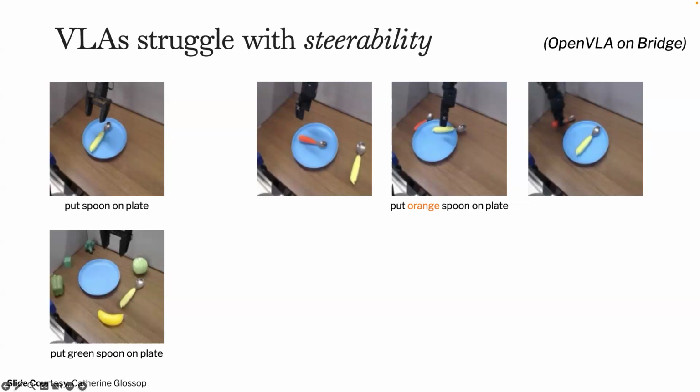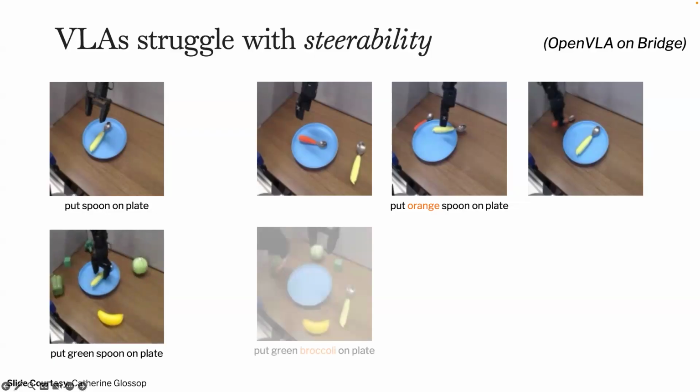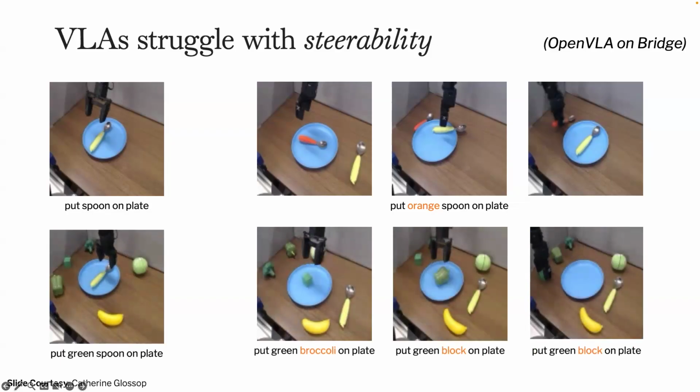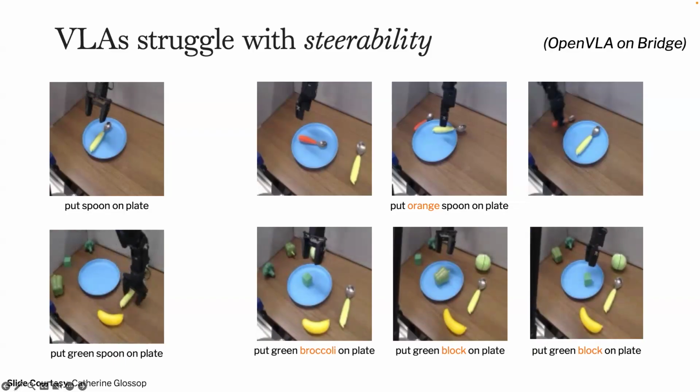Similarly, on the bottom left, we have this other example of 6 different objects, and we say pick up the green spoon and put it on the plate, and it succeeds. It can pick up the green spoon and put it on the plate. But then if I try to come up with a few different instructions in the same scene where I say put the broccoli or the green block or something else on the plate, it doesn't really understand it. It kind of just picks one of these things at random.